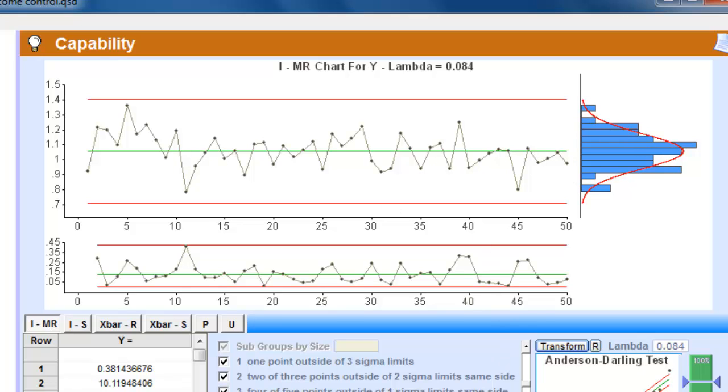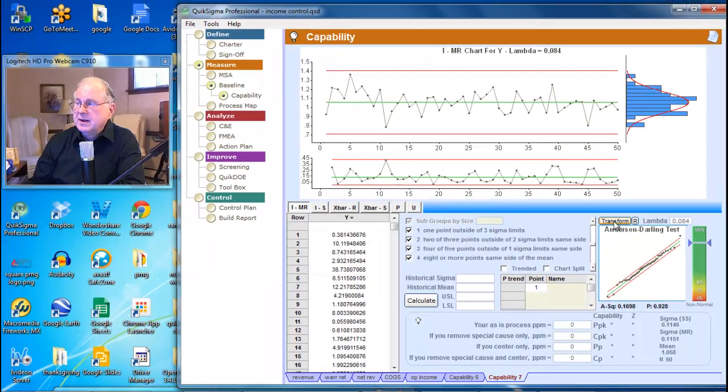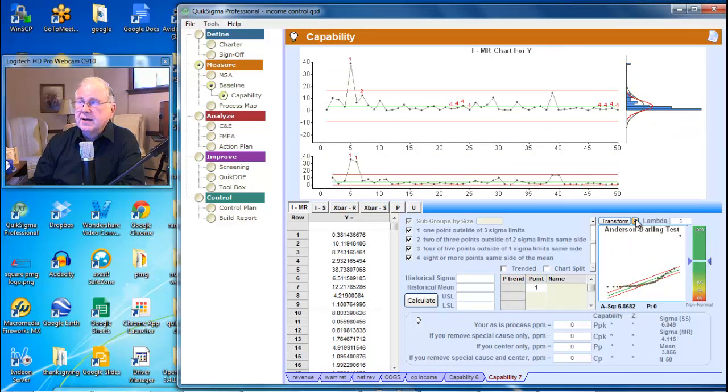and now you see that our data look nice and normally distributed. Our p-value is 0.928, which means that there's really zero evidence of non-normality here. And it informs me here that it has taken all of my data to the 0.084 power. Now, if I get tired of that game, then I can click Restore, and it'll go back.